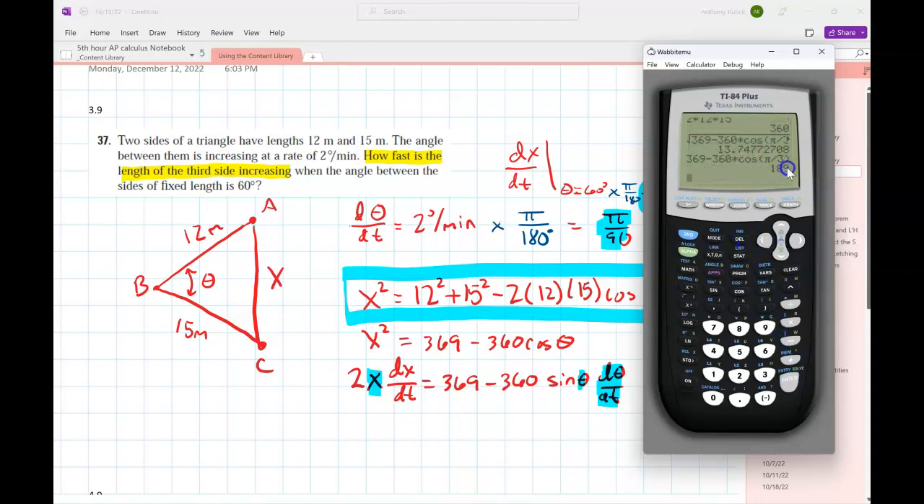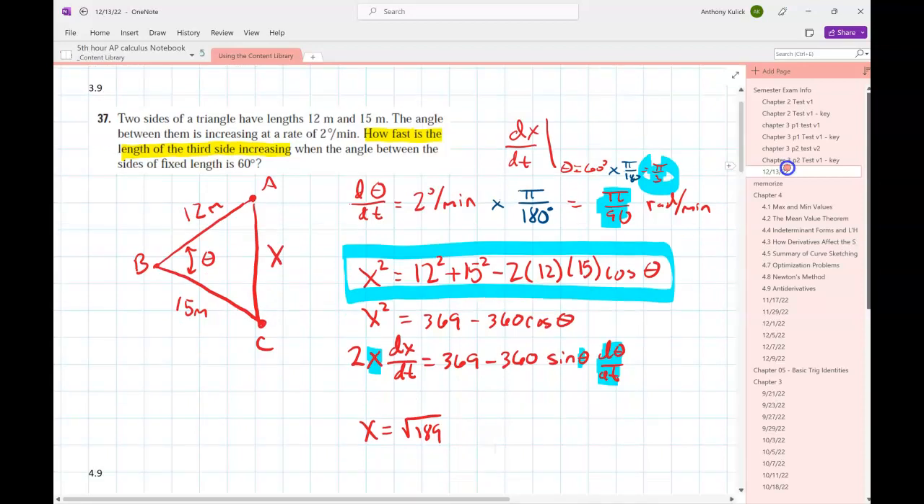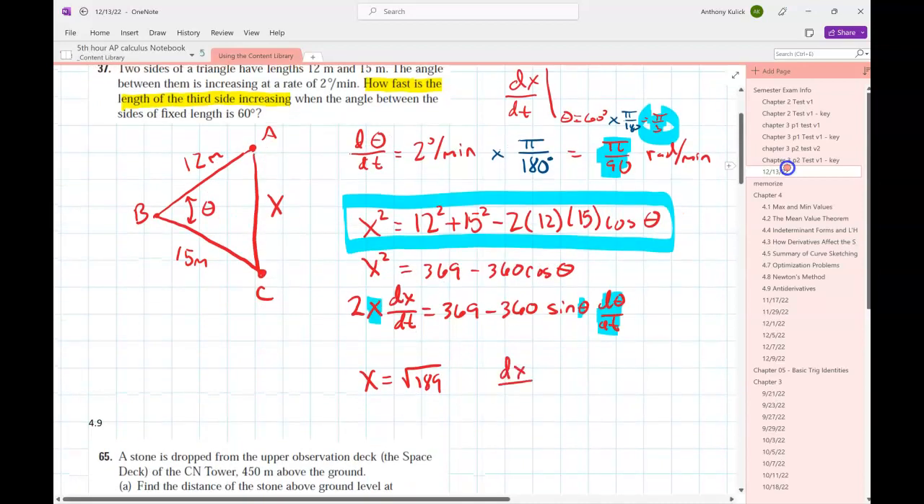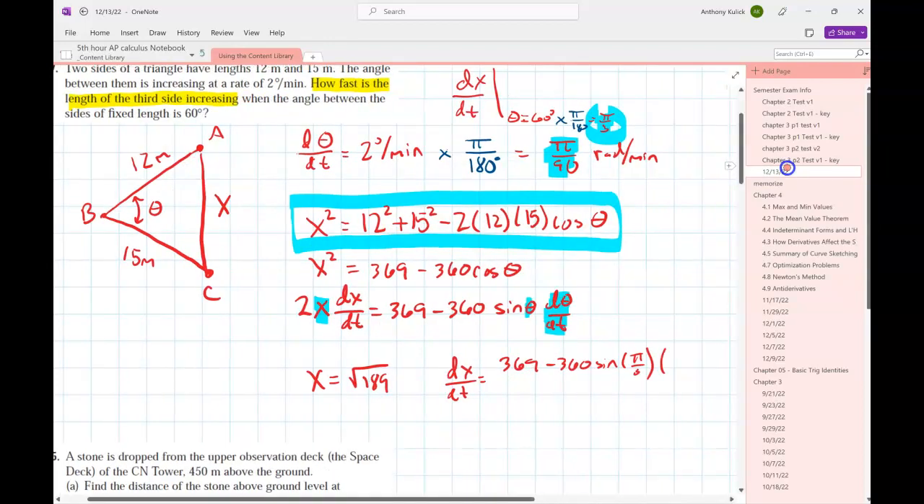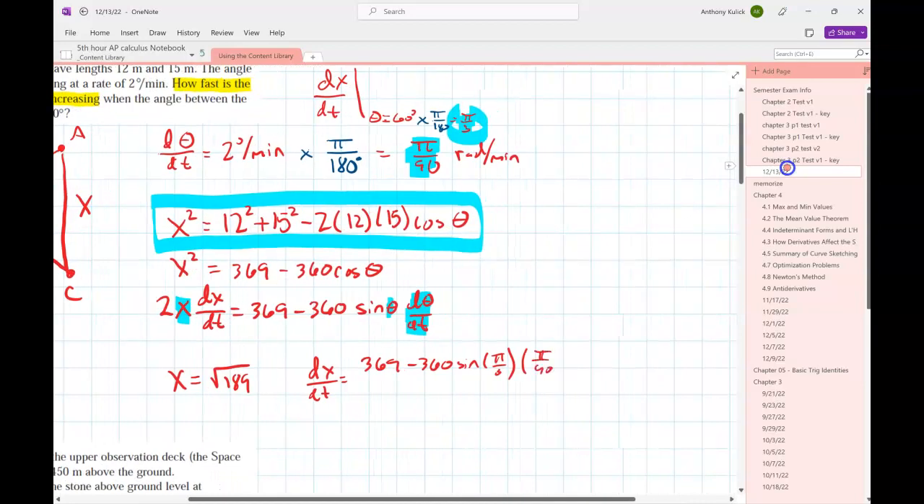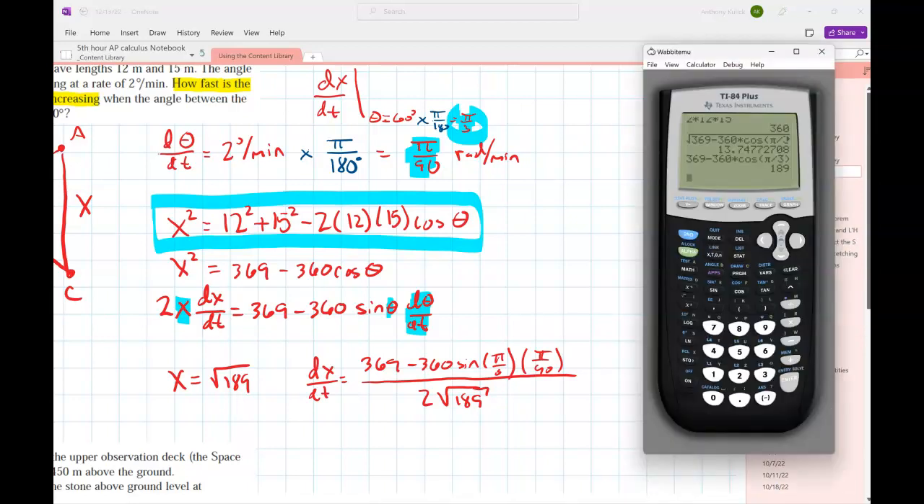If I did this, I could get it without the square root on it, which I'd probably prefer. So x is going to be the square root of 189. And now I have everything I need. So dx/dt is going to equal (369 minus 360 sine of pi over 3) times pi over 90, divided by 2 times the square root of 189. And that's just calculator time at that point.